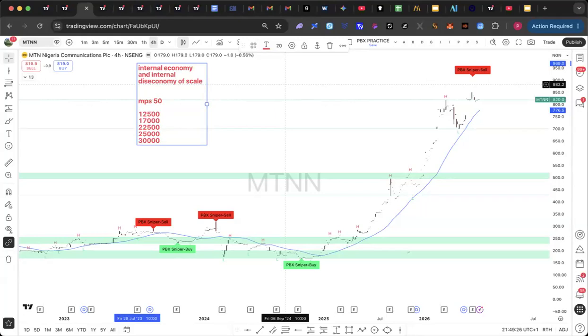So I saw some discrepancies. Some they say 45, some they say 35, and all of that. But let's leave it at 30,000 naira per month. Now, there's something that has happened now. Then the data, the call, the phone call you are making.